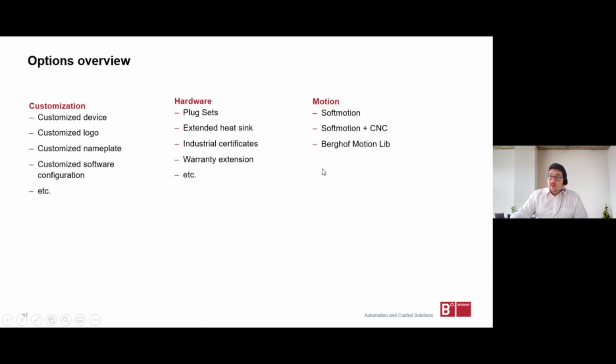And for the motion, we provide the Codesys soft motion for synchronized movement between axes, like electrical camming or electrical gearing, soft motion plus CNC, which extends the synchronized movement to CNC and robotics if you want to go one step higher, and our upcoming Berghof motion lib that is a default interface for supported drives for simple single axis movement or multi-axis movement that does not have to be synchronized, for easy use of different drives that can be integrated into our system.